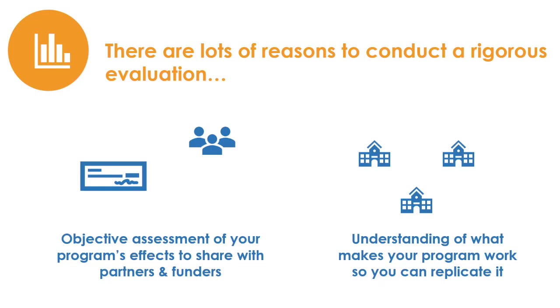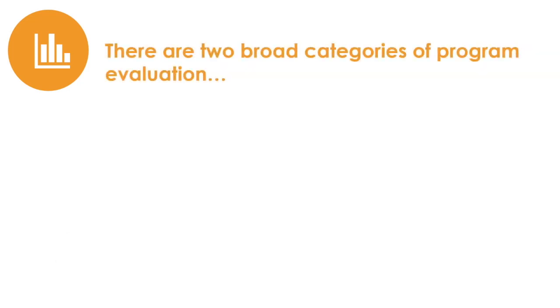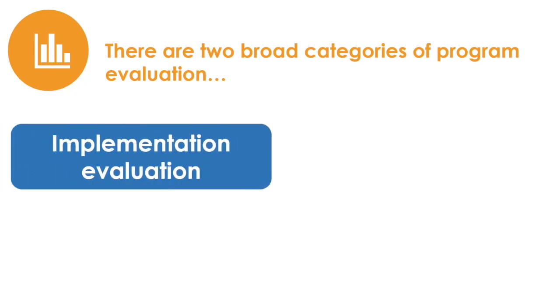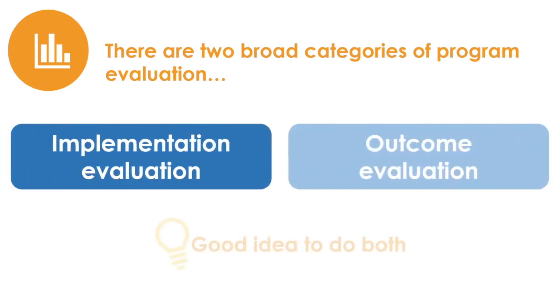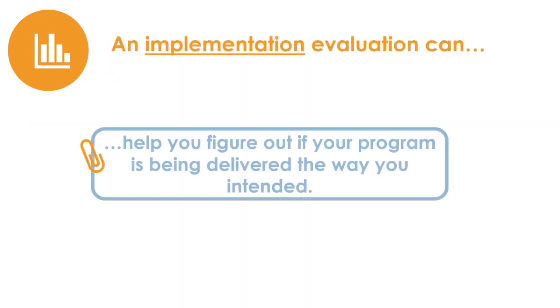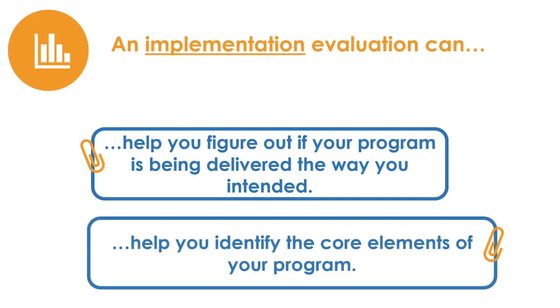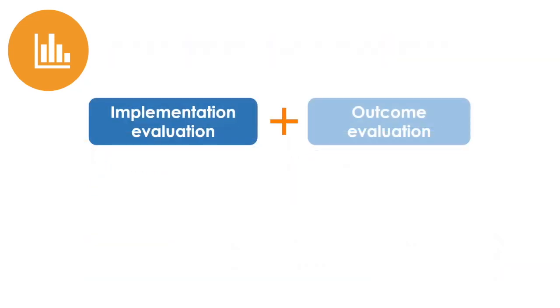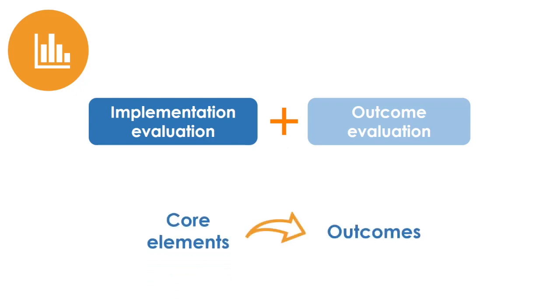Whatever your reason, it's important to know that there are two broad categories of program evaluations: implementation evaluations and outcome evaluations. It's generally a good idea to do both. An implementation evaluation can help you figure out if your program is being delivered the way you intended. It can also help you identify the core elements of your program. When combined with an outcome evaluation, an implementation evaluation will help you better understand how your core elements contribute to your outcomes. If you find that your program is not working as expected, the implementation evaluation will give you an idea of what you might need to change.